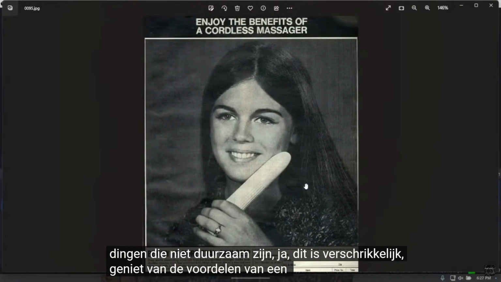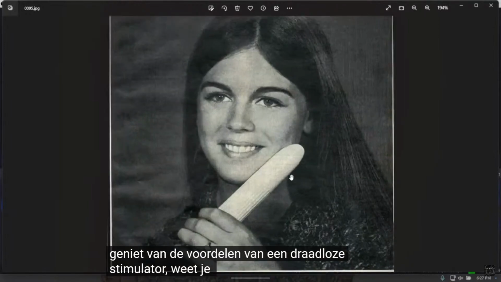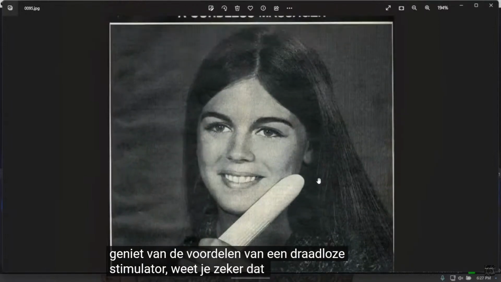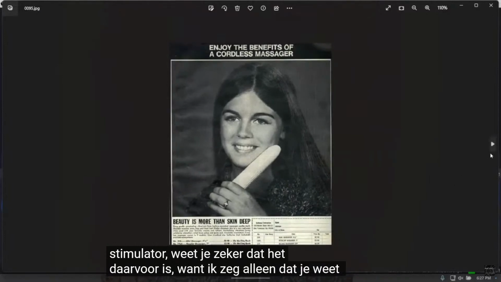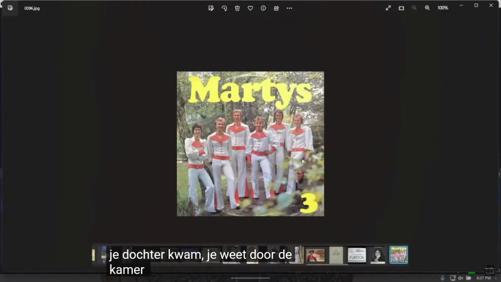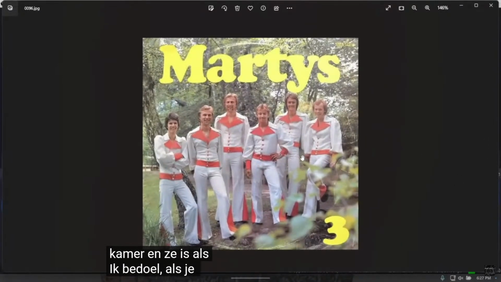Enjoy the benefits of a cordless massager. Are you sure that's what it's for? Because I'm just saying, if your daughter came across the room and she's got this near her face, I'd be like, can you put that away?